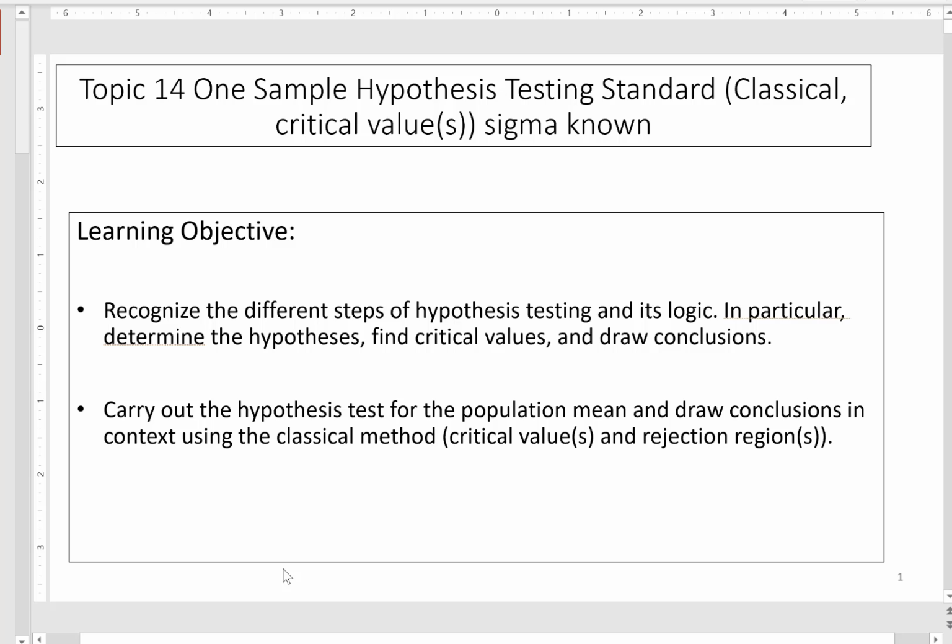We're going to look at one-sample hypothesis testing, and we're going to do the classical method when sigma is known. So we're going to recognize the different steps that go with hypothesis testing and its logic, and carry it out using critical values and something called rejection regions.